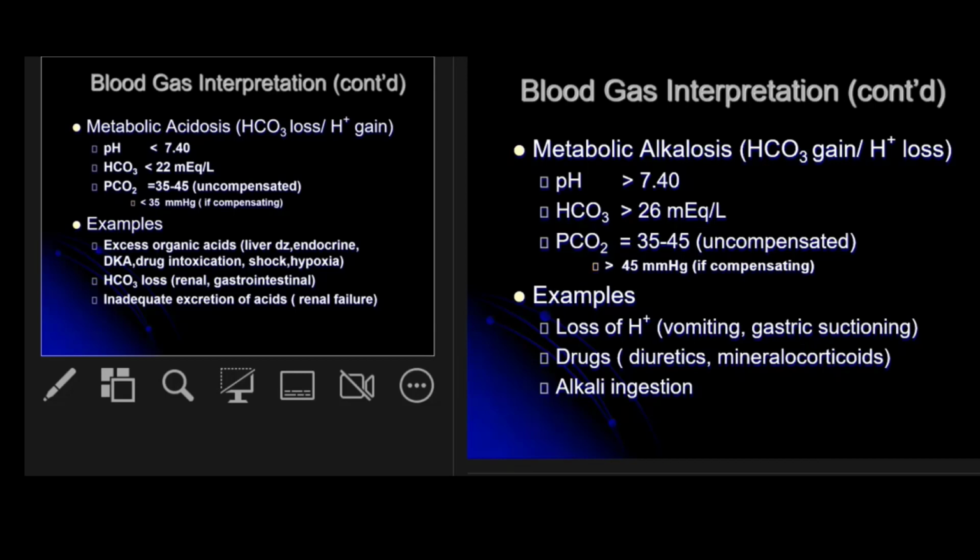Metabolic acidosis is where your pH is less than 7.4 and your bicarb is less than 22. Your PCO2 is going to be in the normal range if it's uncompensated, and if you're trying to compensate, it's going to be less than 35.